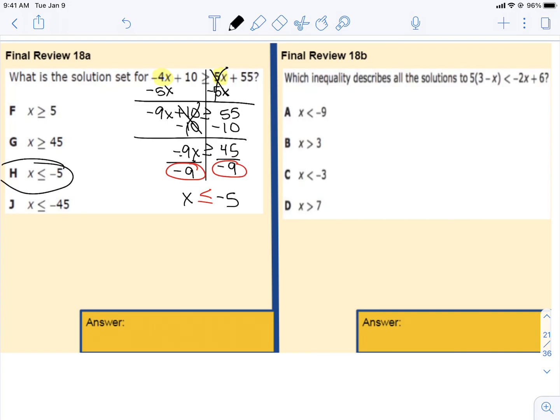Which would be A, B, C. So if you had to bubble in or select an answer choice, it'd be H or C, whichever one they give you.